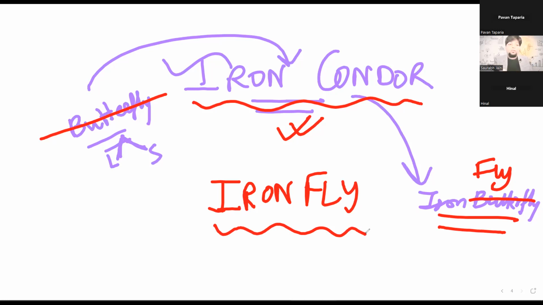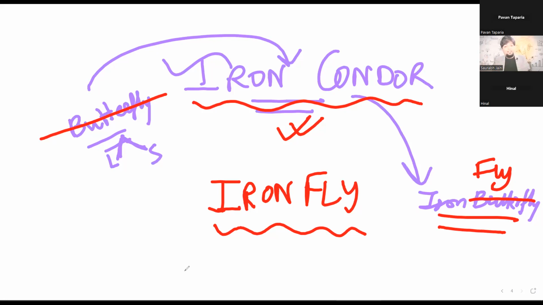To understand iron fly, you have to go back in time and understand iron condor. For understanding iron condor, you have to go back in time and understand butterfly. I'm going to take a shortcut here because we are obviously pressed for time. Because we have to understand iron fly eventually, we'll cut it short here by moving directly to iron condor. Okay. So I hope that all of you are ready to understand this.